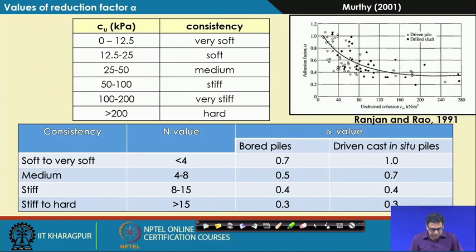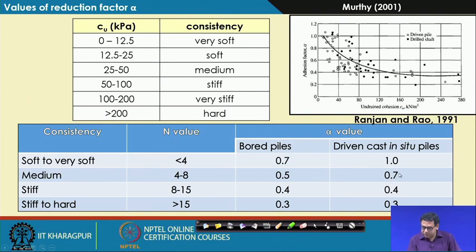So, from this table you can see that 50 to 100 is stiff, or 25 to 50 is medium. In our case the Cu value is 50. So, here I am considering it is the medium range, and for medium, the driven cast in situ piles, alpha value is 0.7. Okay. So, that is why I am taking 0.7.